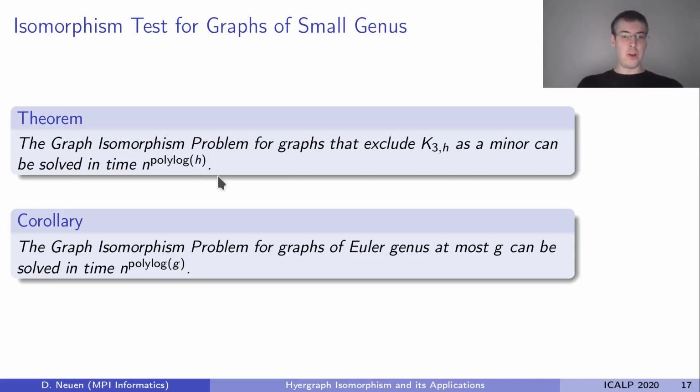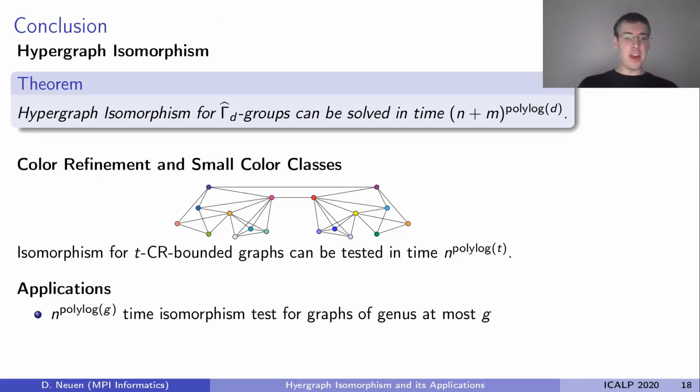Okay, so now this brings me almost to the end of the talk, so let me quickly conclude. What we have seen is a faster isomorphism test for hypergraphs with gamma-d groups with this running time here. And then we have seen some applications. Via this notion of t-CR-bounded graphs, in particular, we could obtain an n to the polylog g time isomorphism test for graphs of genus at most g.